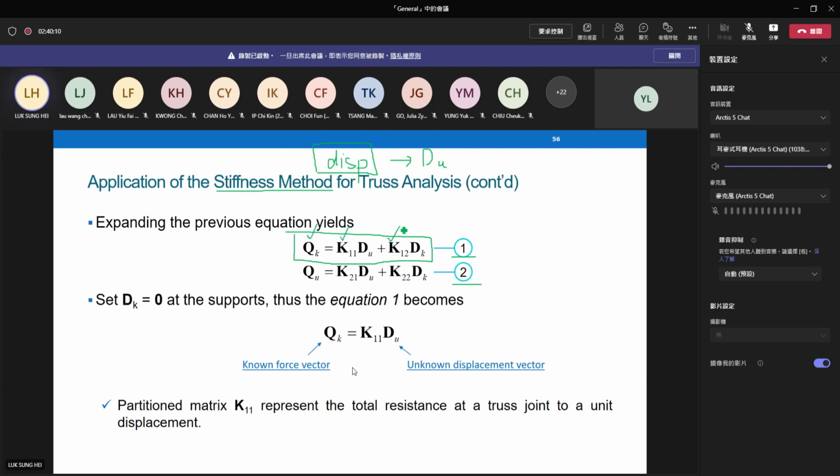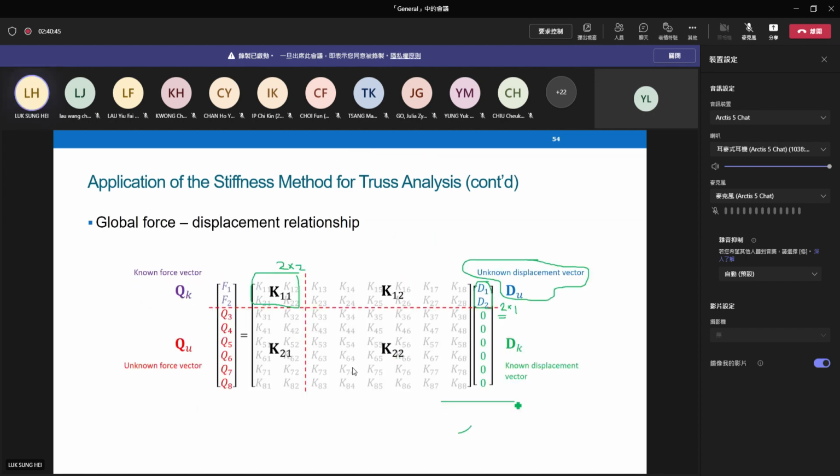K11, K12, they are extracted from the stiffness matrix. We have the stiffness matrix, although it takes some time to construct the matrix. K means known. So when you take a look at the first equation, actually, we have only one unknown vector, DU. So by using the first equation, you can find out unknown displacement. Most of the time, DK is 0, just like our example before. We have no displacement at a support in this example. So if DK is 0, then equation 1 becomes even simpler.